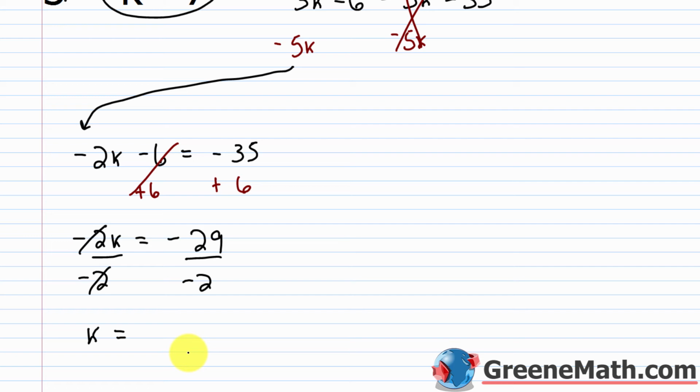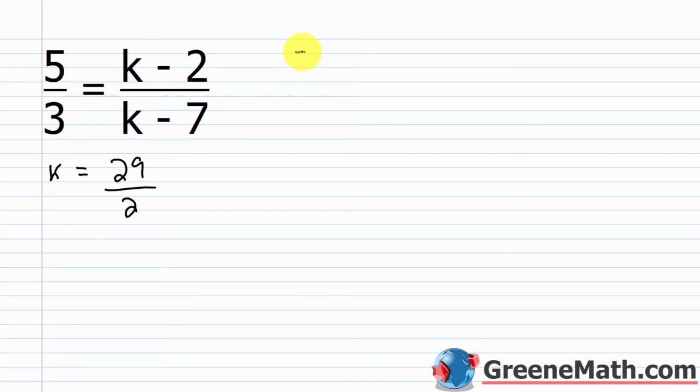And 29 is a prime number. I would just leave it as 29 over 2. Right? Negative divided by negative is positive, so you can remove the negative signs and list that it's positive, but you really can't simplify it any further. Now, checking this will be a little tedious, but we want to do it anyway. All right, so I would have 5/3 equals, we have 29 halves minus 2. And I'm going to go ahead and write 2 as 4 over 2. So I have a common denominator.